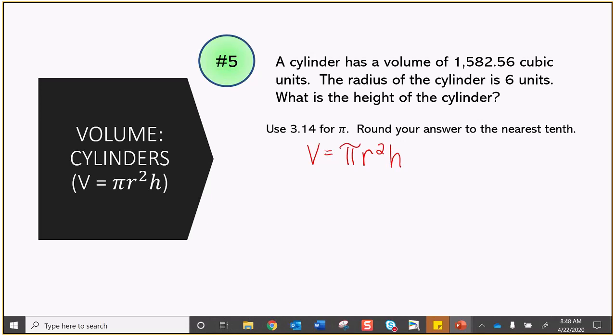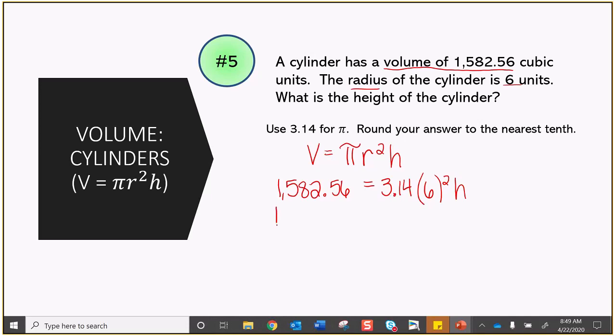So what we're going to do here is plug all these pieces in. Here's the volume, so I'm going to put that number over here: 1,582.56 equals pi 3.14 times the radius is 6, so 6 squared, times h, because the height is what we don't know. Remember yesterday when we didn't know the height or the width of a rectangular prism, we would multiply the numbers together on the right and then divide, and that's what we're going to do again today.